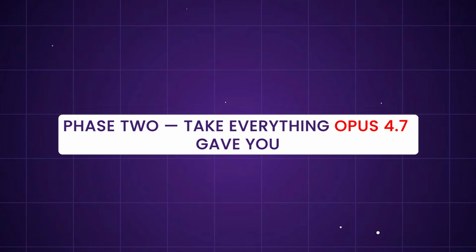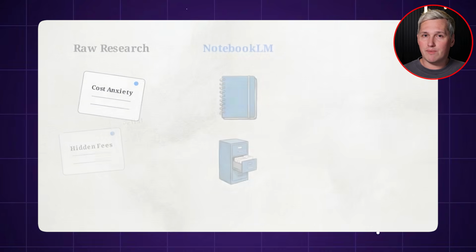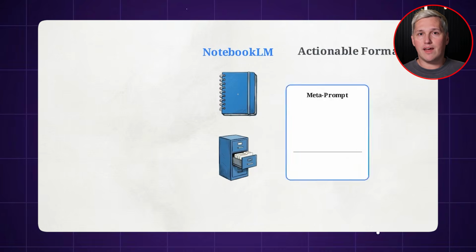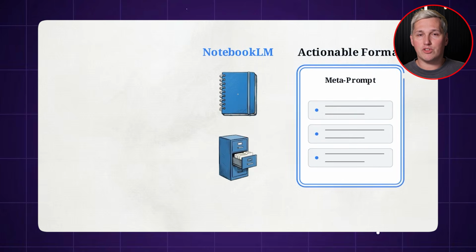Phase 2. Take everything Opus 4.7 gave you. Drop it into NotebookLM. This is the move almost nobody is making right now. Inside NotebookLM, ask it to take all of that research and do one thing.